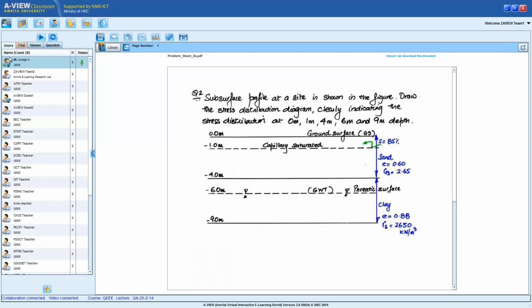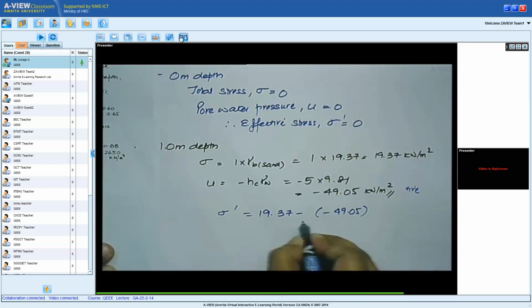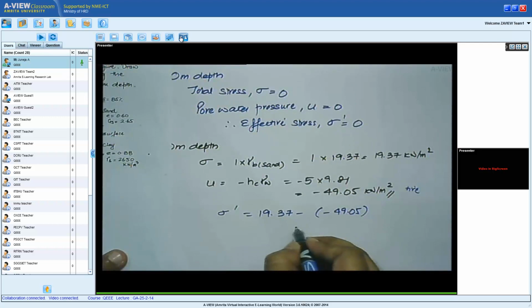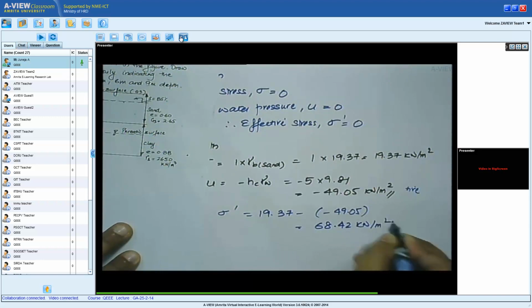So what about the effective stress? Sigma prime, effective stress, equals total stress minus the pore water pressure. So equals 19.37 minus of minus 49.05. So minus minus becomes positive. In other words, my effective stress is now 68.42 kilonewton per meter square.